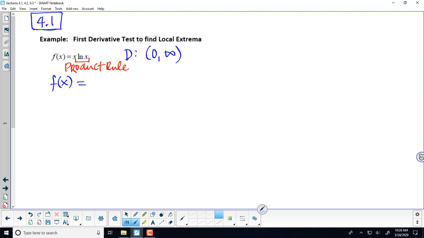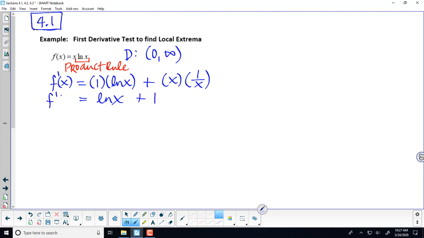Okay, product rule. So my first function is x, my second function is natural log of x. Product rule says derivative of the first times the second plus the first function times the derivative of the second. Oops, that's my first derivative. Let's pretty that up. So 1 times natural log of x is natural log of x. What happens here when I take x times 1 over x, I get 1.